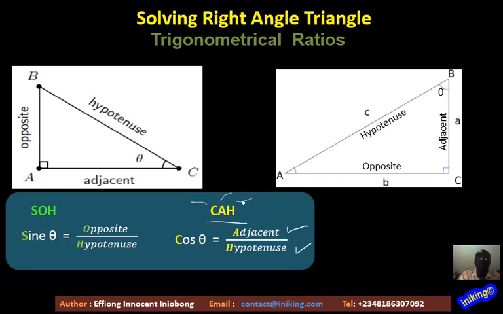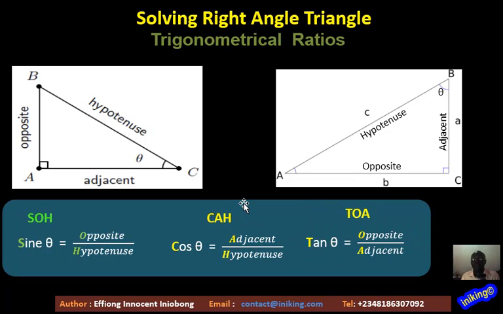We take the last one, the tangent, TOA, which of course by now we all understand: that the tan of an angle is what? The opposite side divided by the adjacent side.